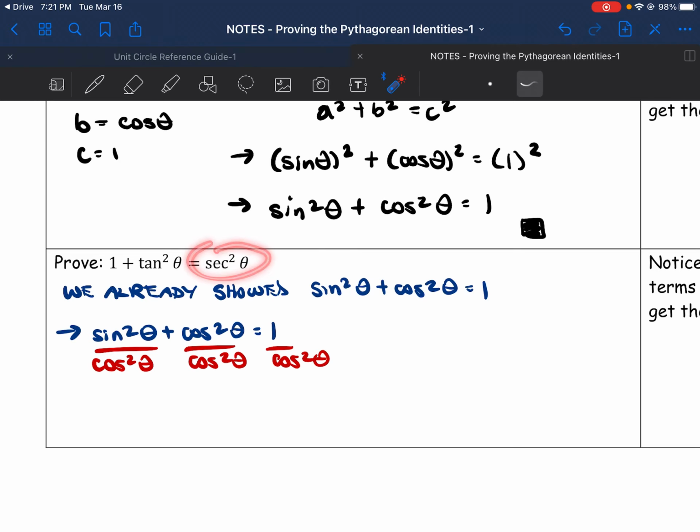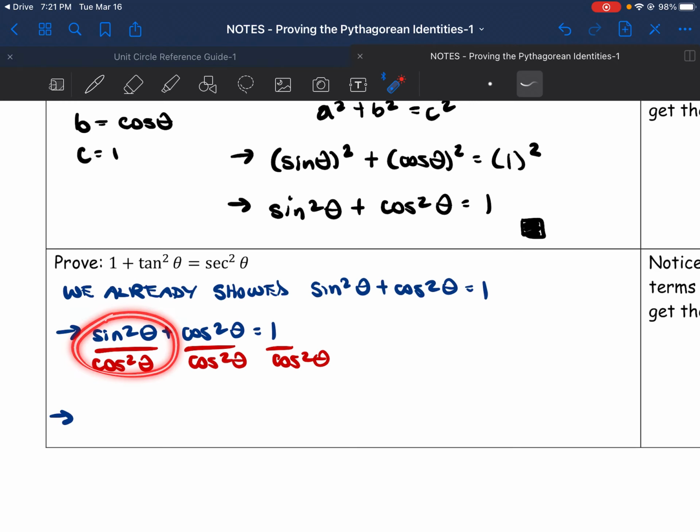Think of secant squared. We know that secant is the reciprocal of cosine, so secant squared would be the reciprocal of cosine squared. And I already knew I had this 1 over here, so if I could divide it by cosine squared, that would give me the secant squared. But if I divide this side by cosine squared, I have to divide everything on this side also by cosine squared. So that's kind of the thought process there. So let's go ahead and simplify and see what happens.